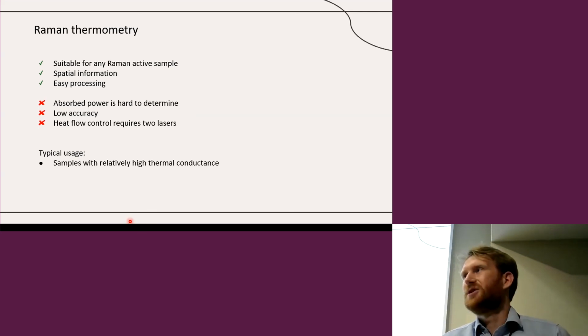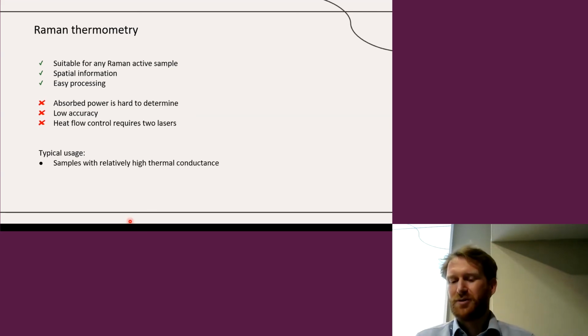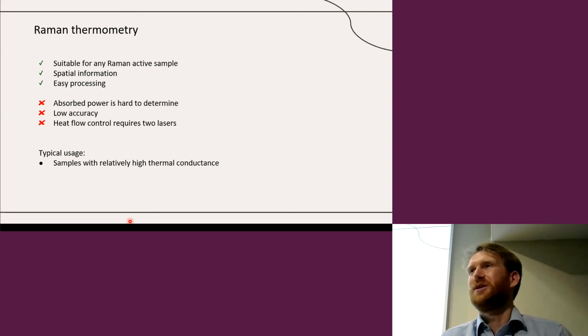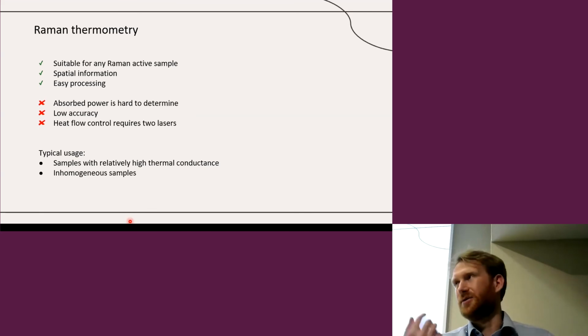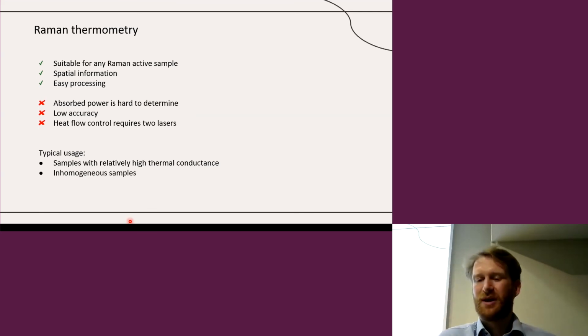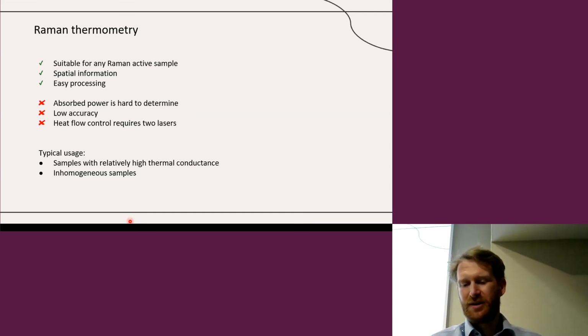So the typical usage is for samples with a relatively high thermal conductance, because here we are not facing the same kind of problems from the very small accuracy of the Raman, and also for inhomogeneous samples, because now with the spatial information we can truly see what is happening in each different part of the wire.